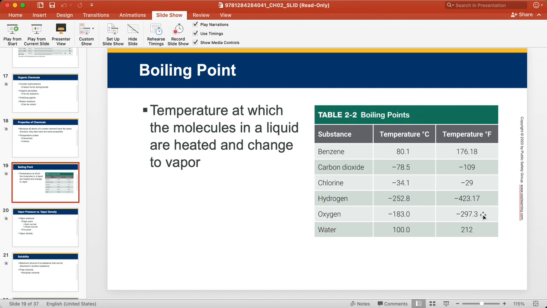You also see here that you have water. Water is going to boil at 212 degrees Fahrenheit or 100 degrees Celsius, and water freezes at 32 degrees Fahrenheit or 0 degrees Celsius.